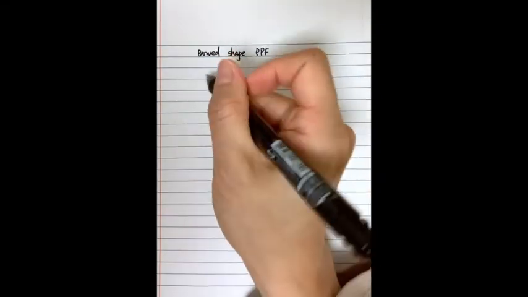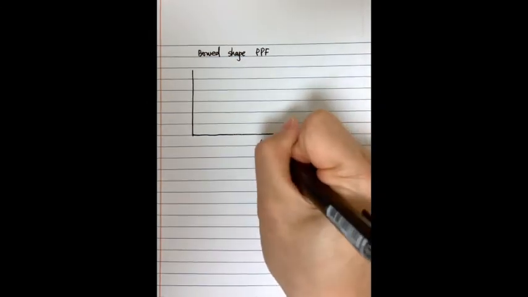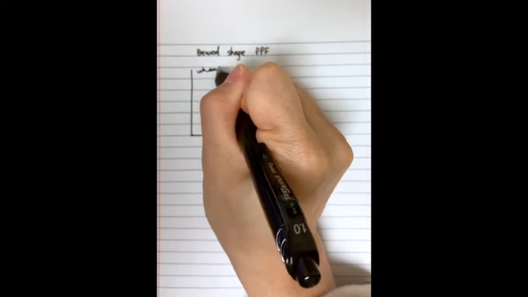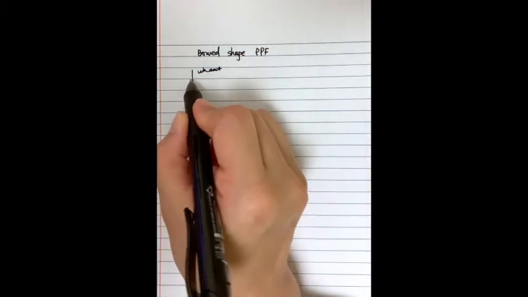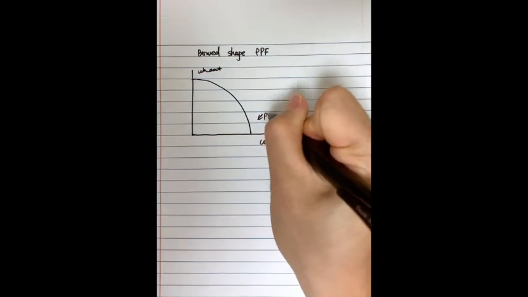And regarding the graph, let's talk about another shape of the PPF, which is the bowl-shaped PPF. For the bowl-shaped PPF, I can also draw you a graph. Still we have computer here, okay? And we have weight here. Now the PPF is no longer a straight line. The PPF now is a curve, okay? So that will be the PPF.